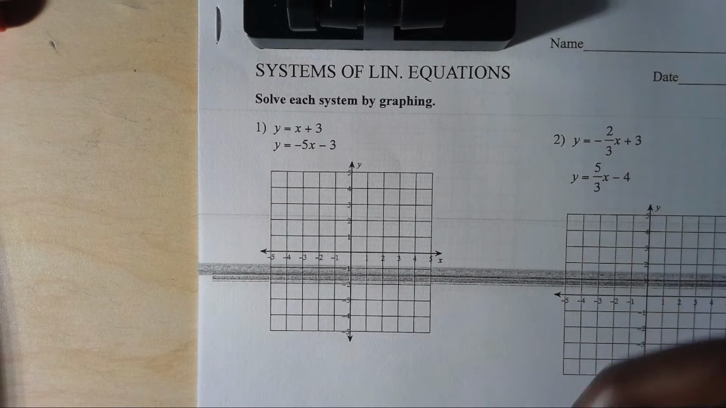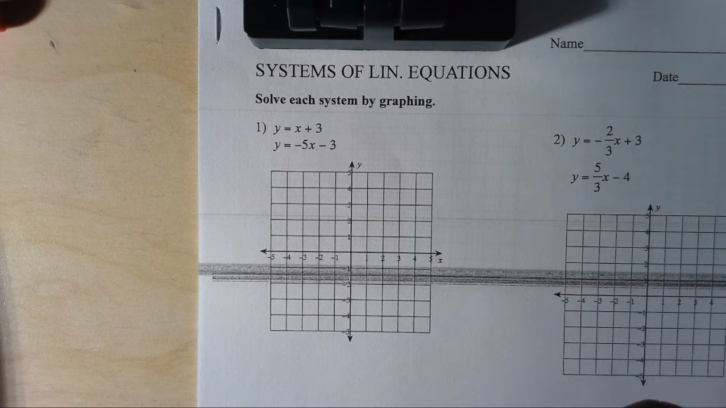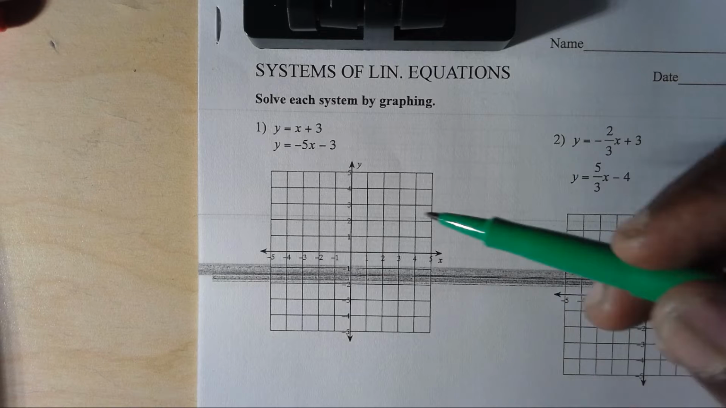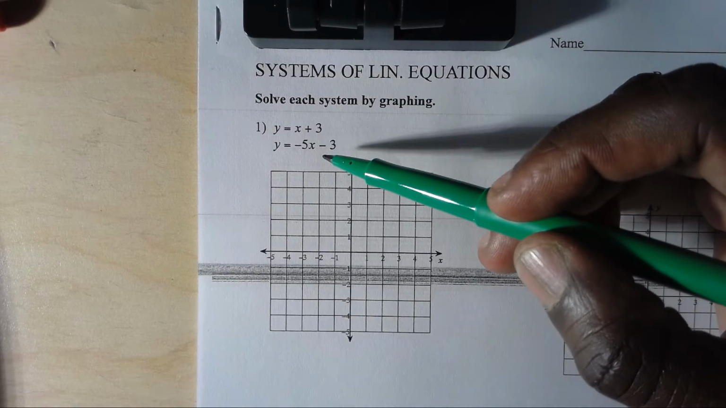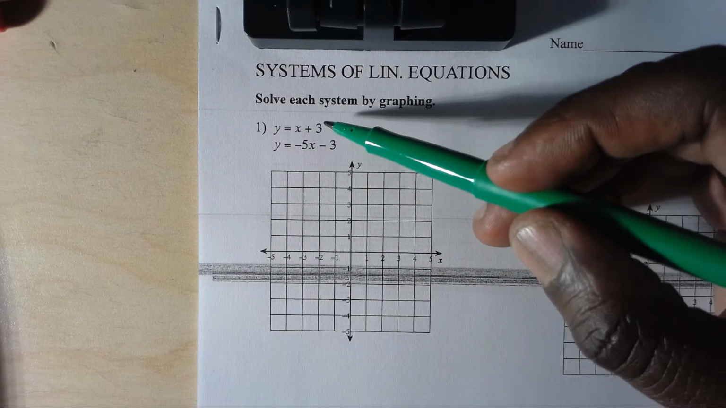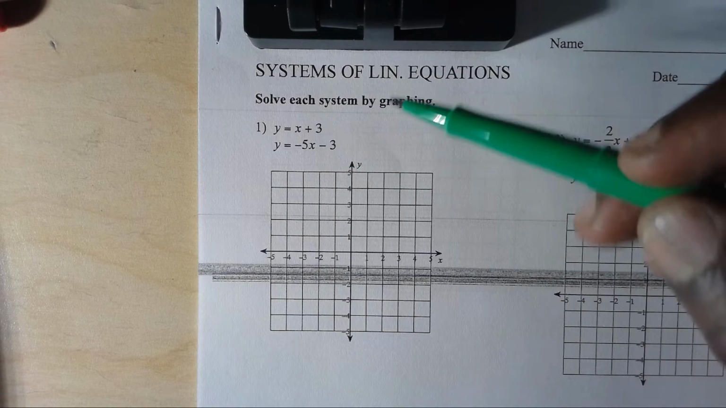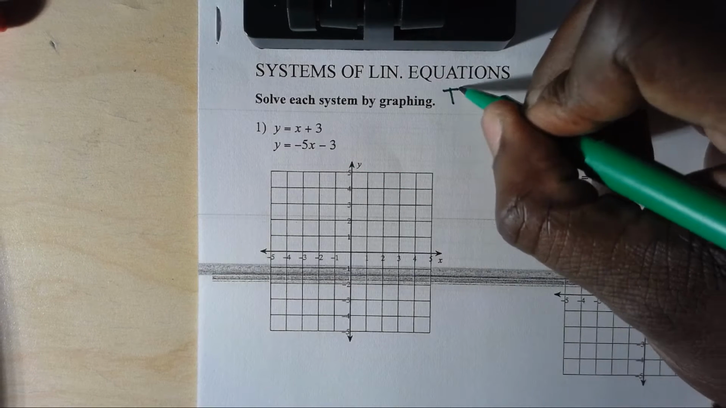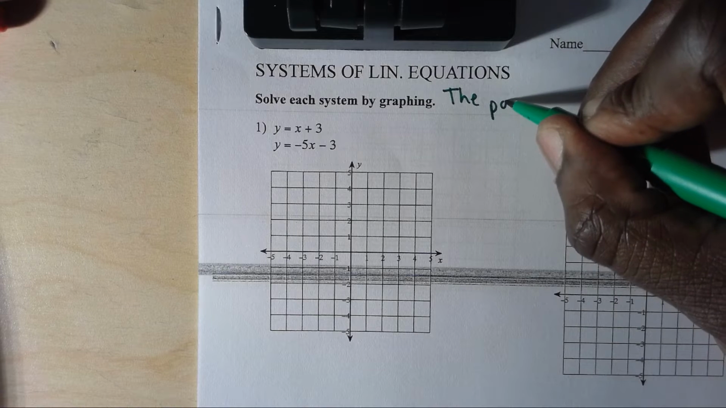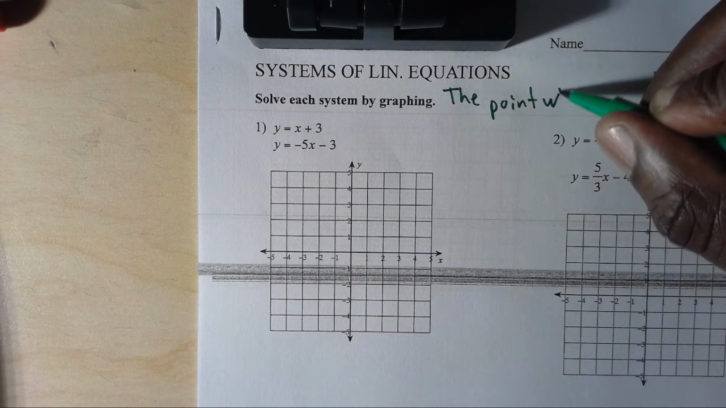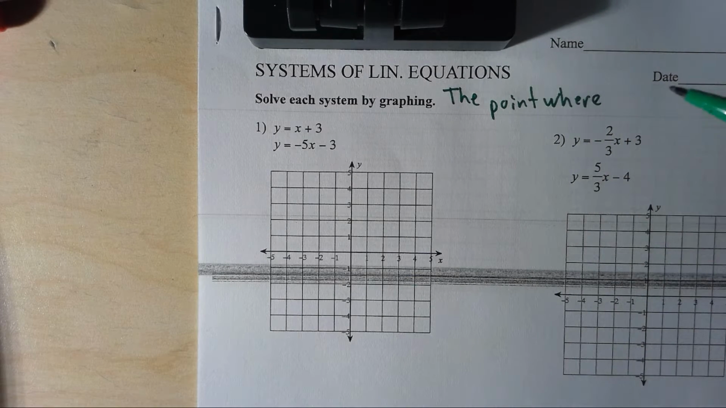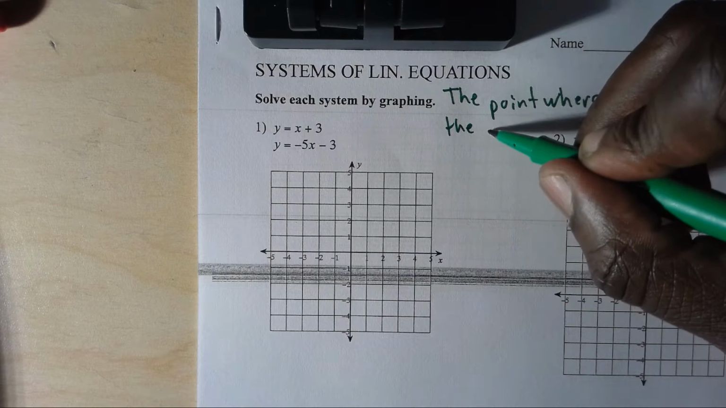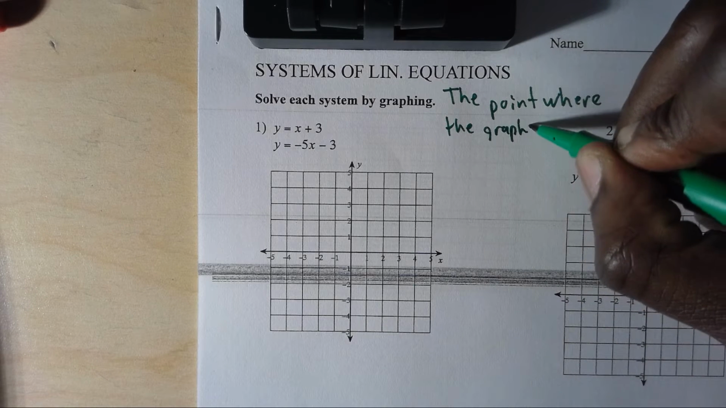Alright, we're solving systems of equations, systems of linear equations by graphing. The main concept that we've got to keep in mind when you're solving a system of equations is we're looking for a point that satisfies both graphs. In other words, it's a point that's on both graphs. So this is literally looking for the point where the graphs meet.